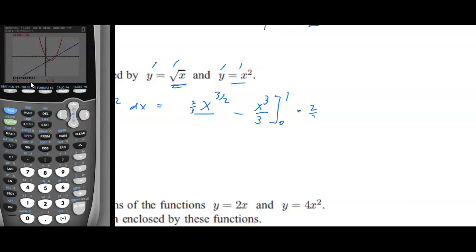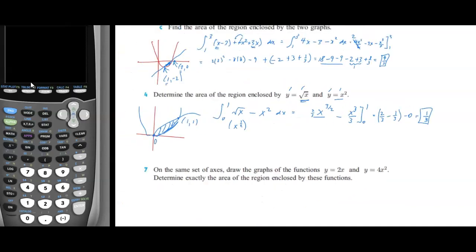So it would be 2/3 times 1, because 1 to the 3/2 is just 1, minus 1 cubed is 1. Okay, and then I'm going to plug 0 into both. You just get 0. So basically it's 2/3 minus 1/3, which is 1/3. Isn't that weird? It's like these complex functions and the area is exactly 1/3, in this little fish.